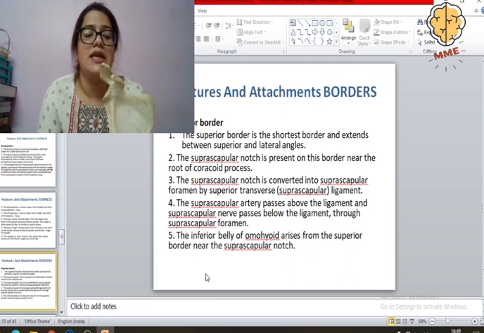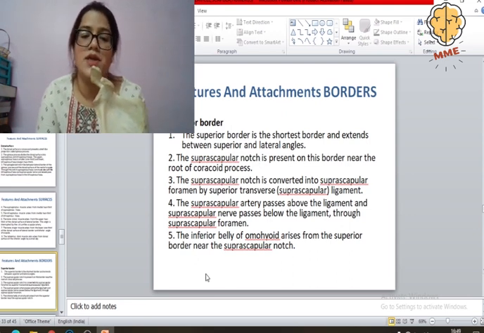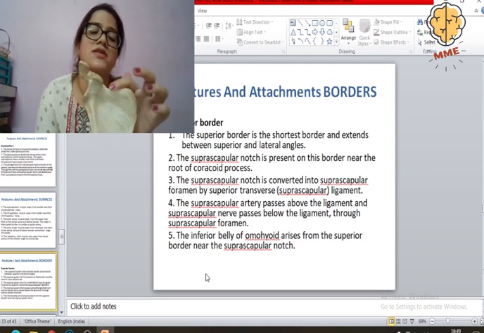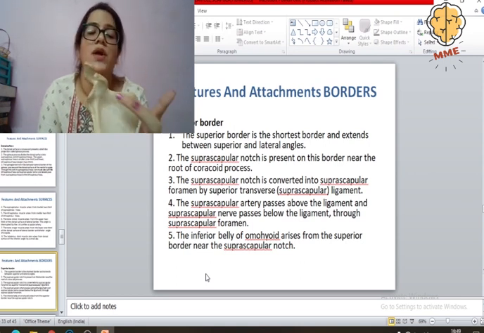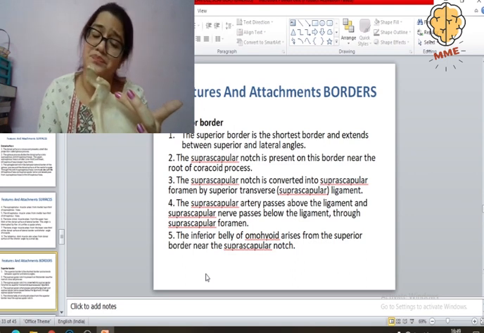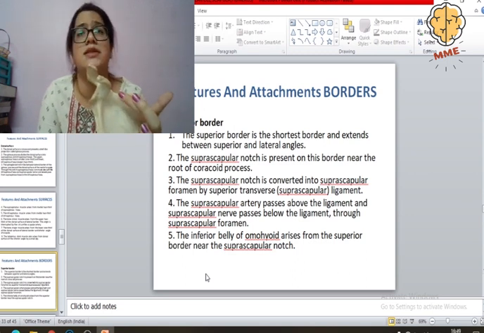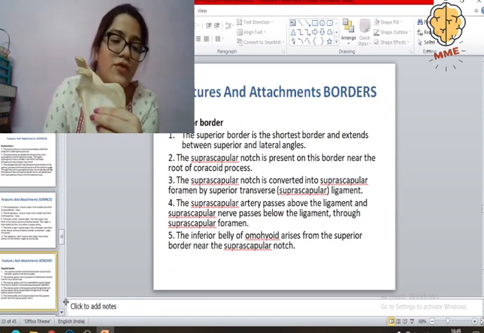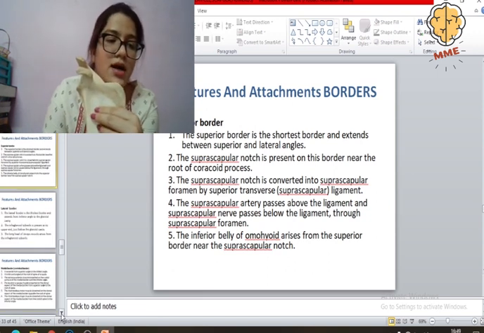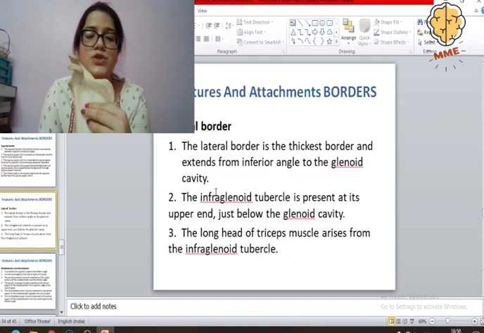Now the inferior belly of omohyoid arises from the superior border near the suprascapular notch. Obviously this is a very frequently asked question. As you describe the notch, they ask you what is the muscle which arises just near this notch. So that is the inferior belly of omohyoid. I'll be showing you the diagrams, do not worry, I'll be showing you the atlas.